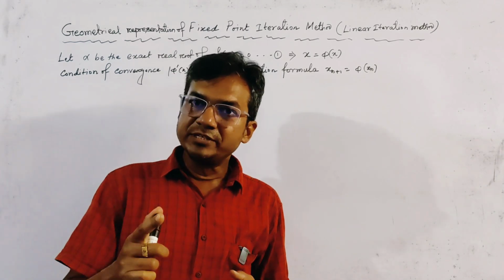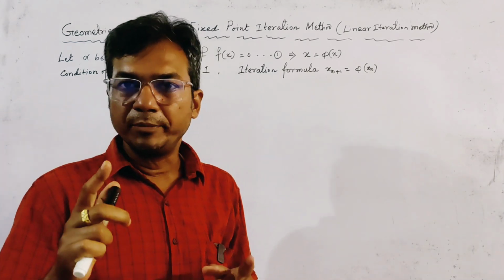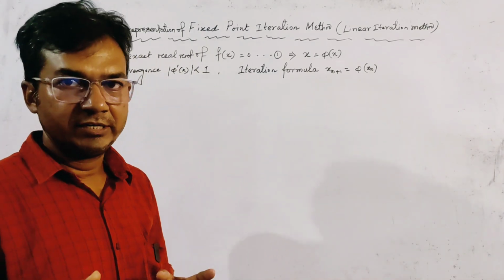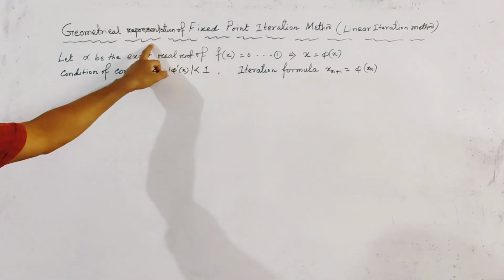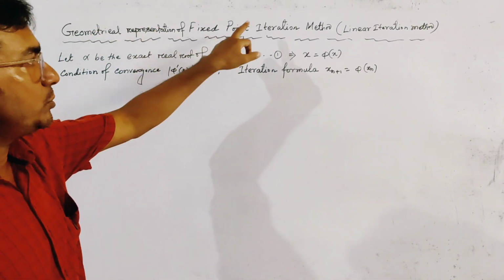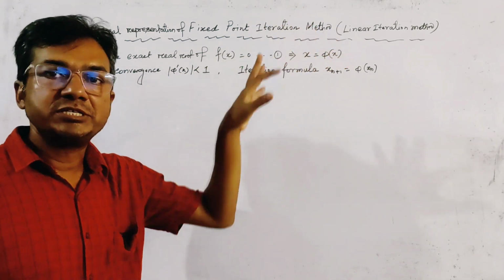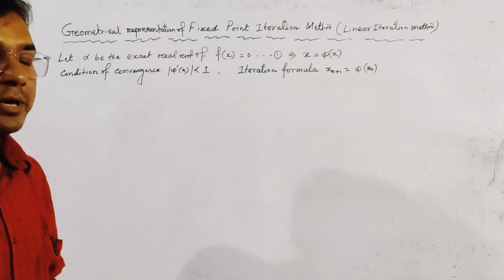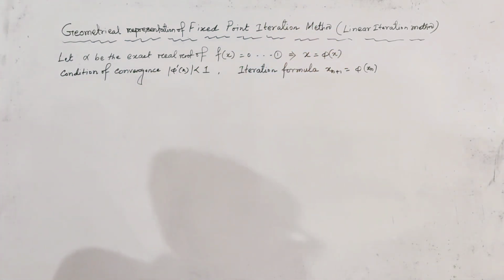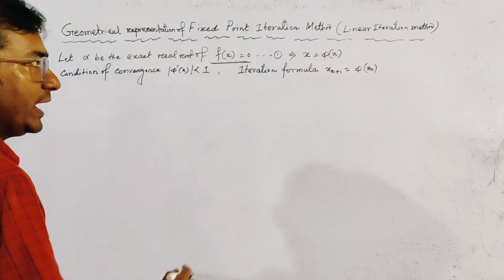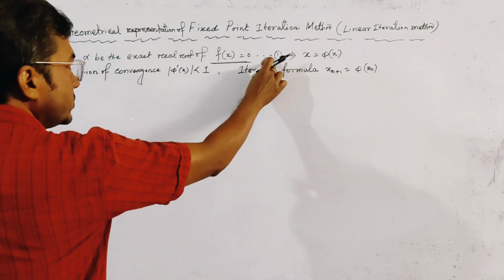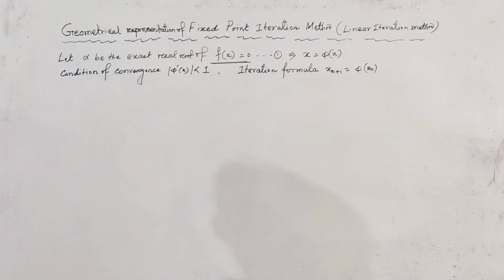Here we represent the fixed point iteration method geometrically. That is, the geometrical representation of the fixed point iteration method is discussed in this class. To discuss the fixed point iteration method, we take an equation f(x) = 0 and let it be equation number 1.